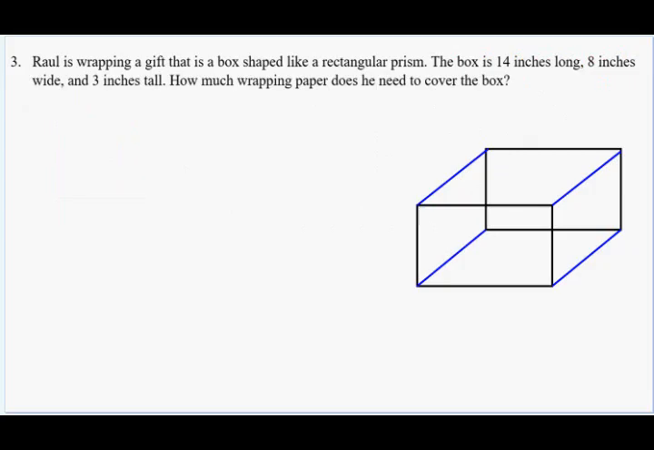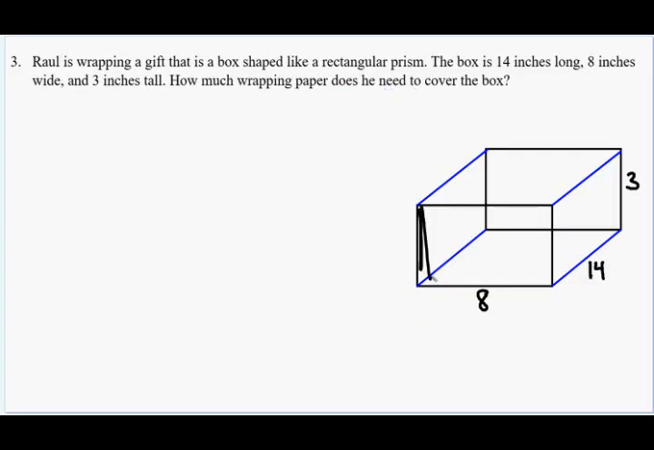What's next? Raul is wrapping a gift that is a box shaped like a rectangular prism. The box is 14 inches long, 8 inches wide, 3 inches tall. How much wrapping paper does he need to cover the box?